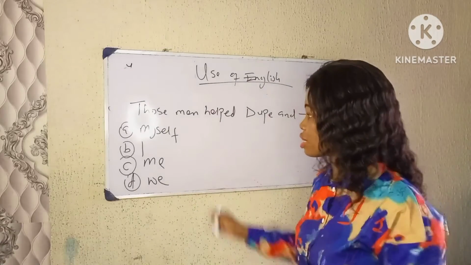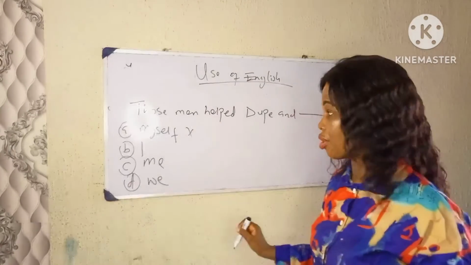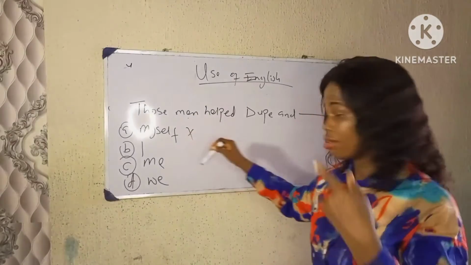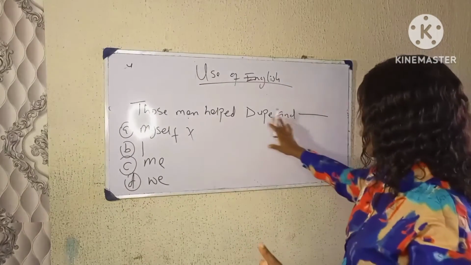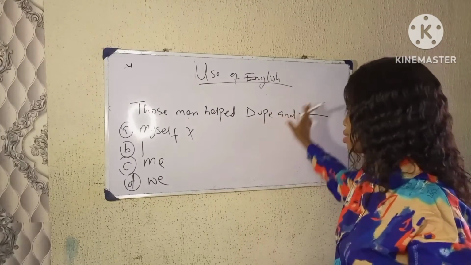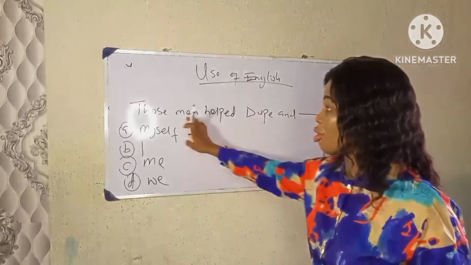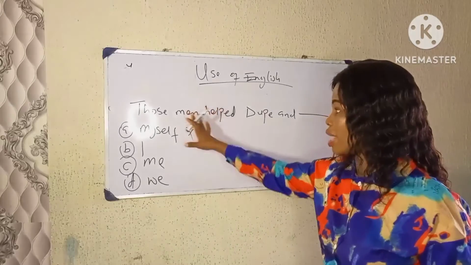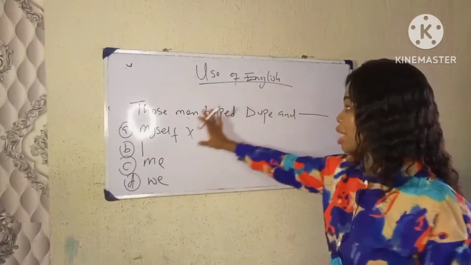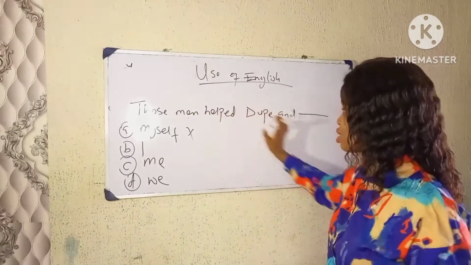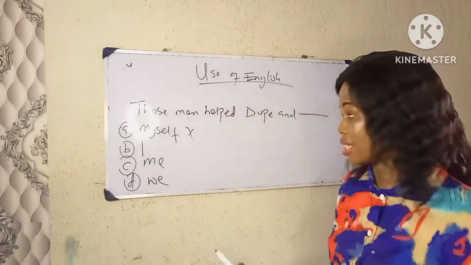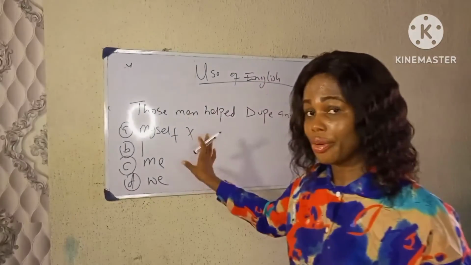Okay, so this option is absolutely wrong, because we have men here, different people, and Dupe, and whatever pronoun we are going to put here is different from men. So men, the subject of the sentence, is not the same person as the object. So this is absolutely wrong.